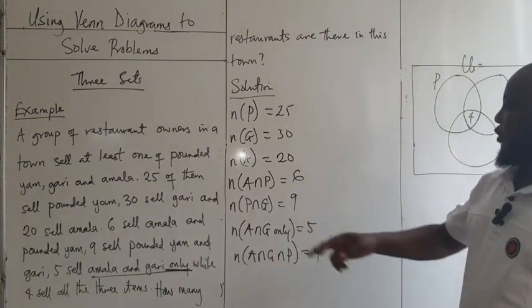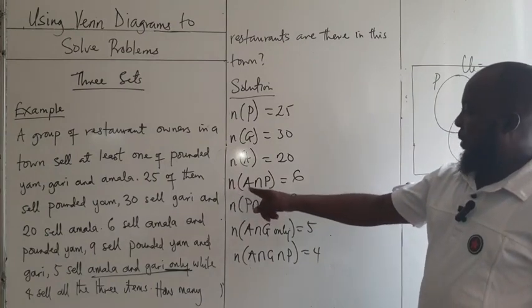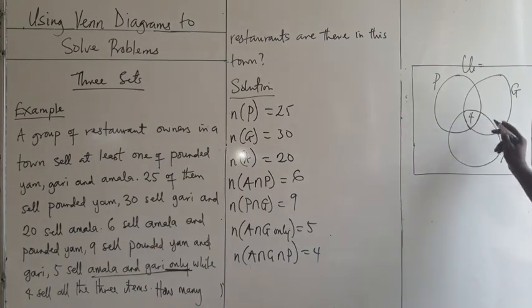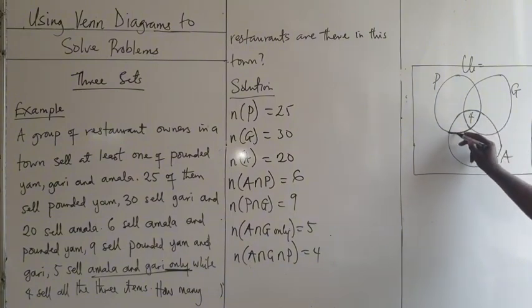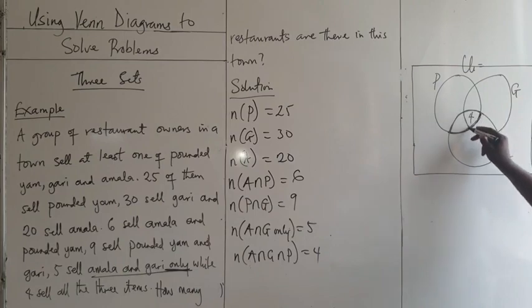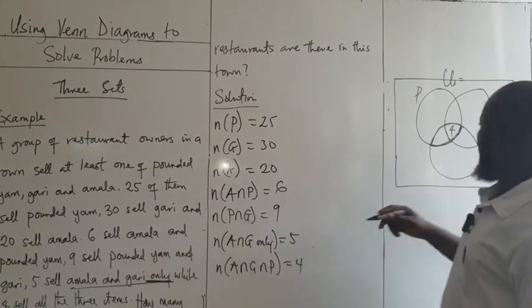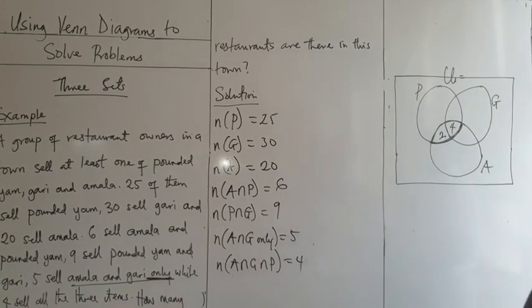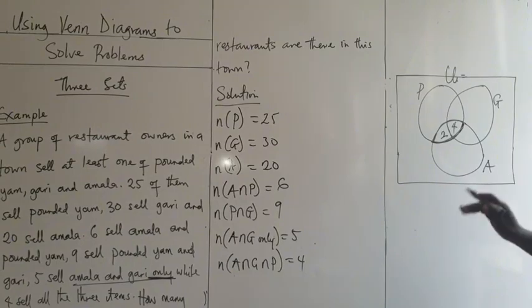So after 4, we go to the ones of 2, 2. So the number of amala and pounded yam belongs to this area. Alright? And we have seen 4. Amala and pounded yam is 6. So pounded yam and amala only will be 2. We add these two together, it will give you 6. I hope that is very clear.